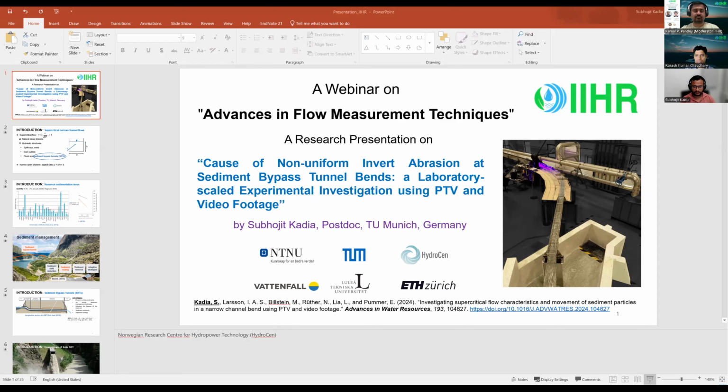So if we consider a very simple cross section, a rectangular cross section, then V by root over GH is more than one, that is supercritical flow. So this supercritical flow is observed in natural streams as well as in different hydraulic structures. For example, steep rivers and also hydraulic structures, let's say spillways and weirs and barrages and also dam outlet structures.